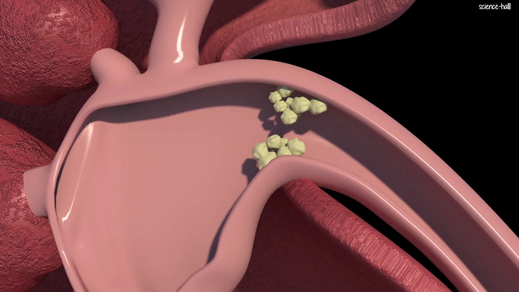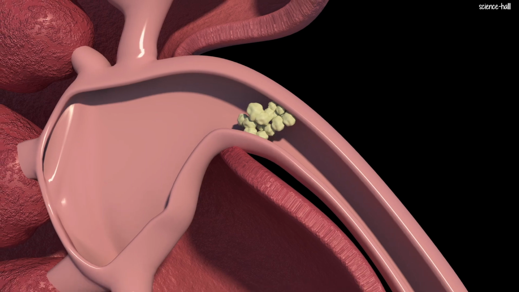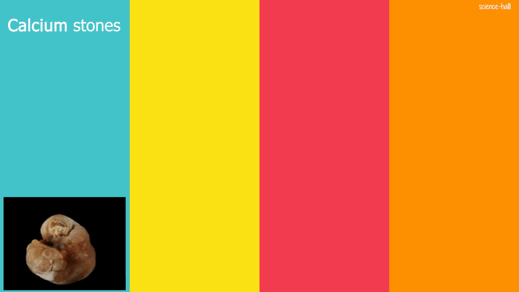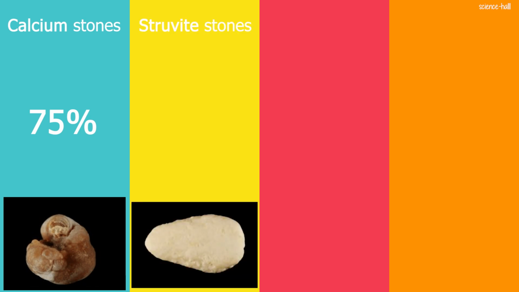Based on their chemical composition, urinary stones are divided into 4 main groups, namely calcium stones. It's estimated that approximately 75% of all cases of urinary calculi are calcium oxalate. Struvite stones, magnesium ammonium phosphate stones, better known as struvite calculi, make up about 15% of kidney stones and are formed from recurrent urinary tract infections.